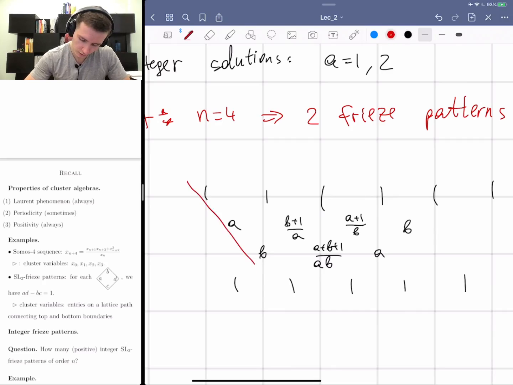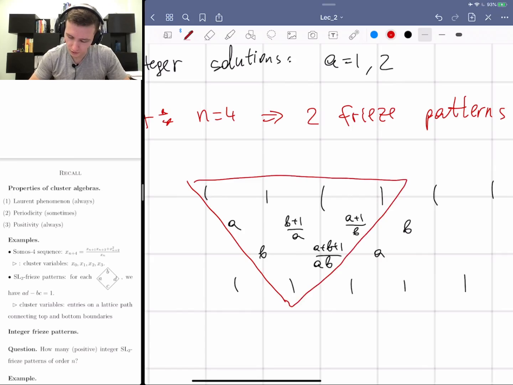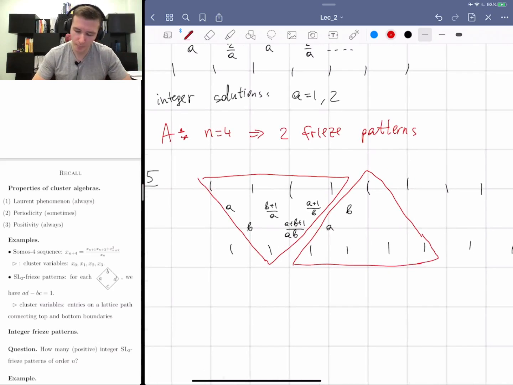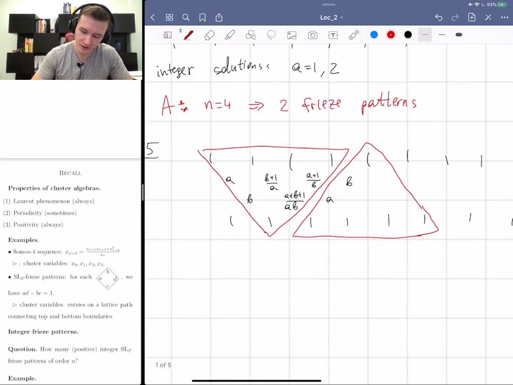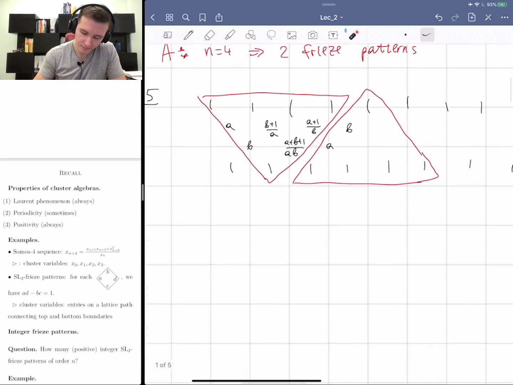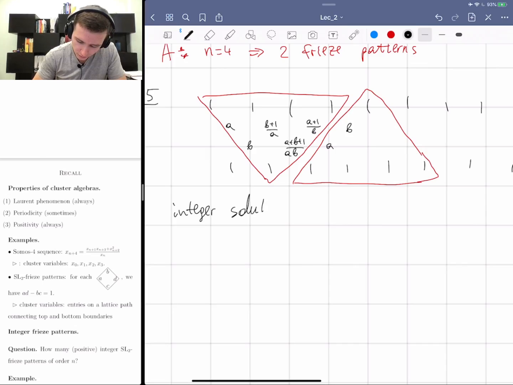I was drawing these triangles, so this triangle here is going to be the same as this triangle here. It's just a glide reflection. So now here's a question: how many pairs a and b are there such that all of these things are integers? Let's make a table of integer solutions, a and b.